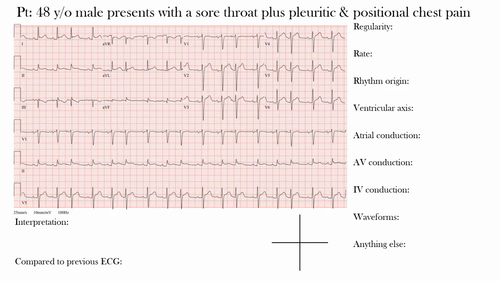So this week's case is a 48-year-old male that presents with a sore throat plus pleuritic and positional chest pain, and his presenting EKG is shown here.